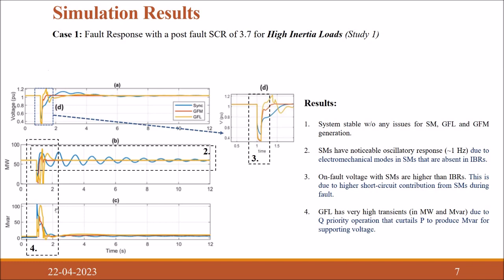The fourth result was that for GFL, in both the powers, active and reactive power, there are high transients in the system. This is because the priority change condition which we are using in the operation is actually making the controller work aggressively during that small time, and because of which there are power oscillations.